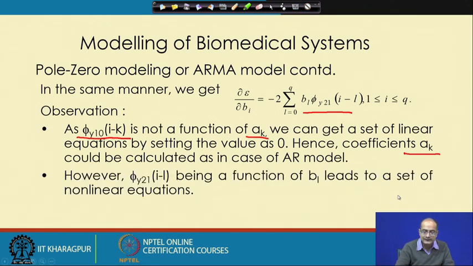Now, if we look at the next set of equations, unfortunately phi_y(2,1) is again a function of b_I. So, it is not a set of linear equations. By equating the partial derivative of delta eta with respect to b_I to 0, the equations we get are not linear in terms of b_I, but become a set of nonlinear equations.